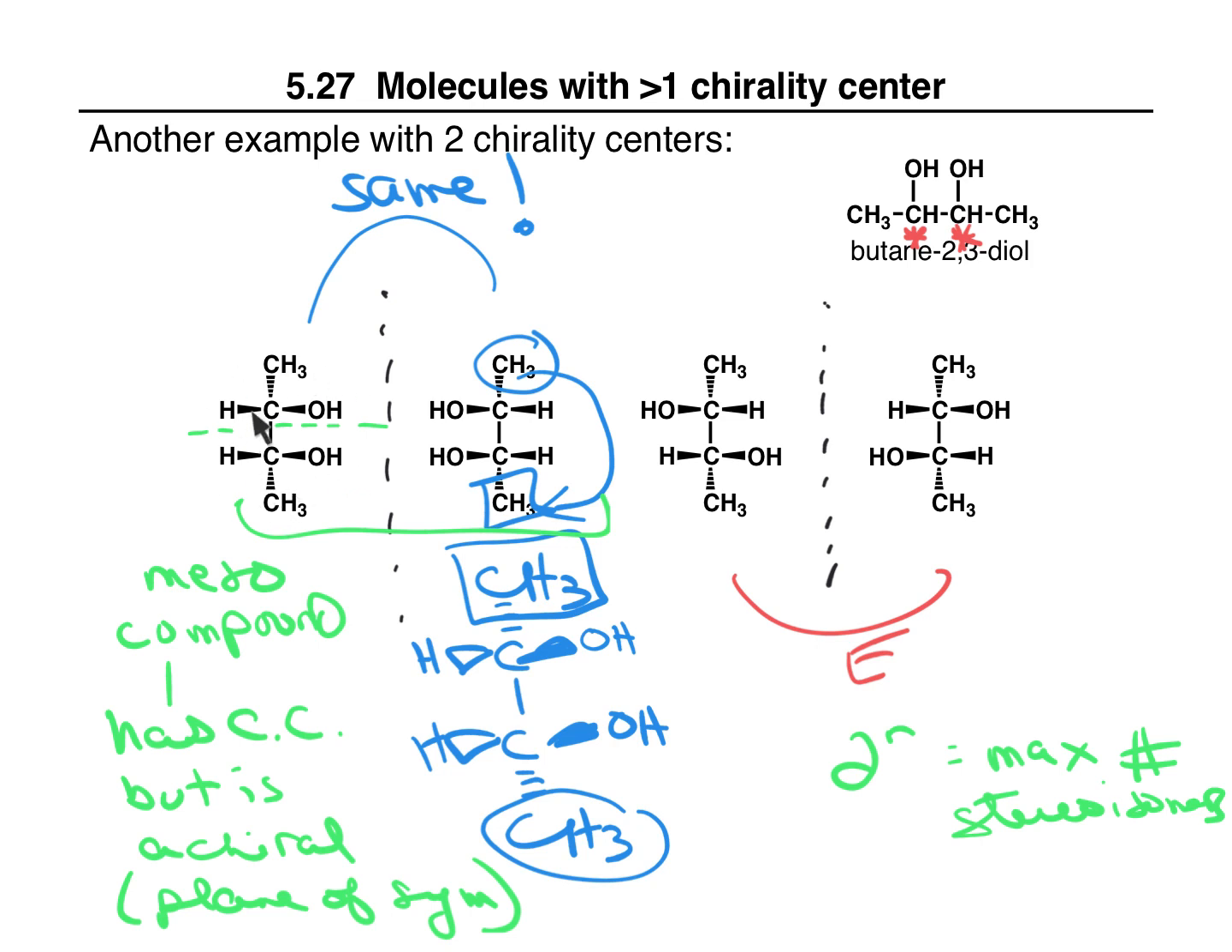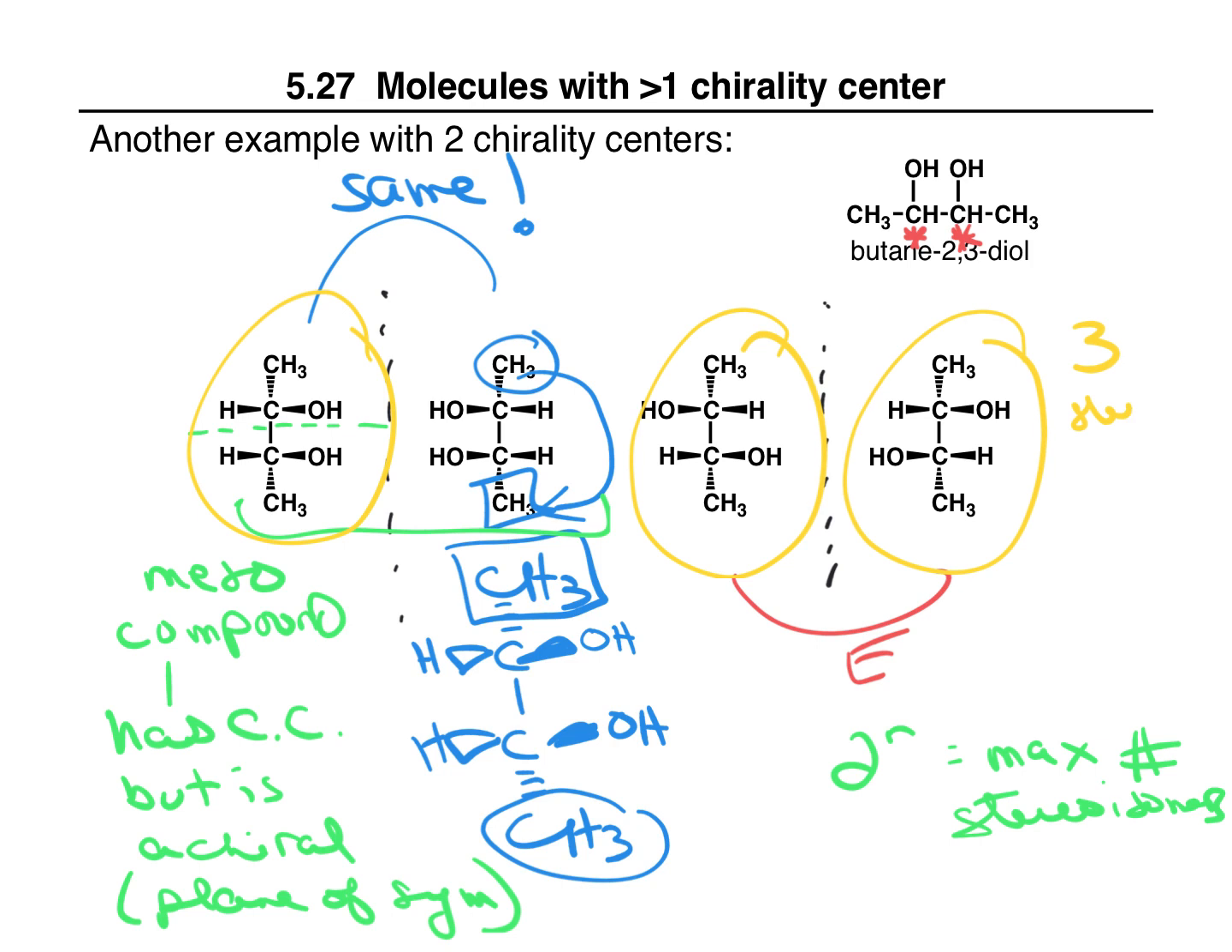So this compound and its mirror image are superimposable. So in this case, we have this, and this. We only have 3 stereoisomers. These are enantiomers of each other, these are diastereomers of each other, and these are diastereomers of each other.